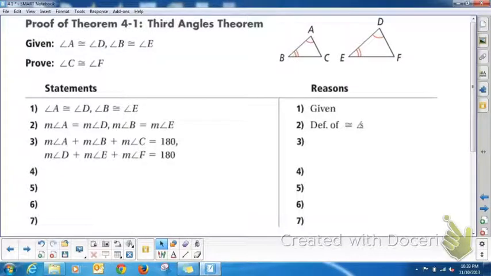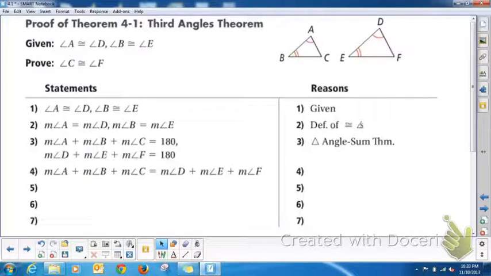We know that the measure of angle A plus the measure of angle B plus the measure of angle C equals 180. We also know the measure of angle D plus the measure of angle E plus the measure of angle F is 180. Why? Because that's the triangle sum theorem, that all three angles of any triangle are equal to 180 degrees. Therefore, we can take the 180s out and say that this can go here. So that's using substitution property.